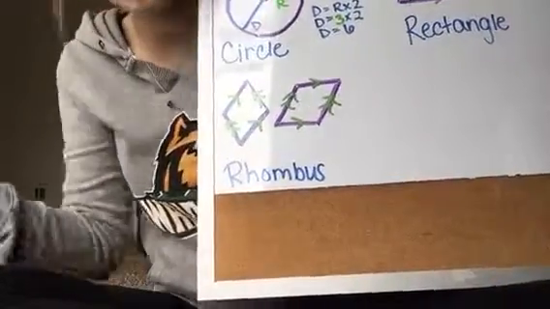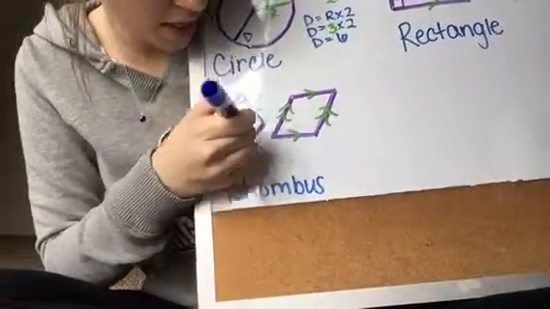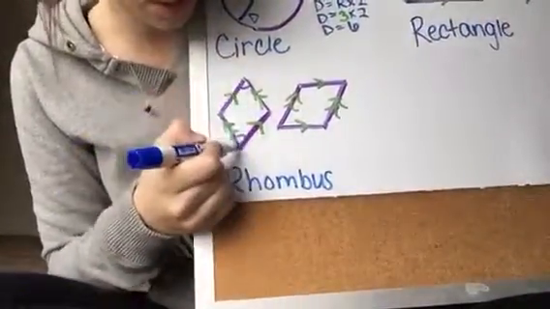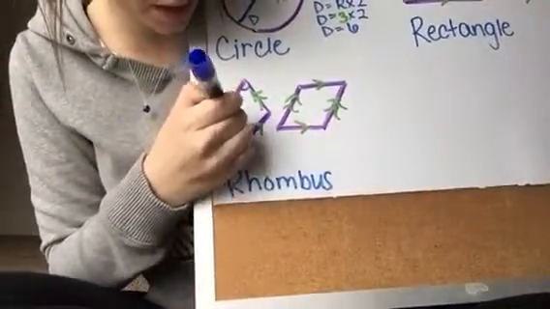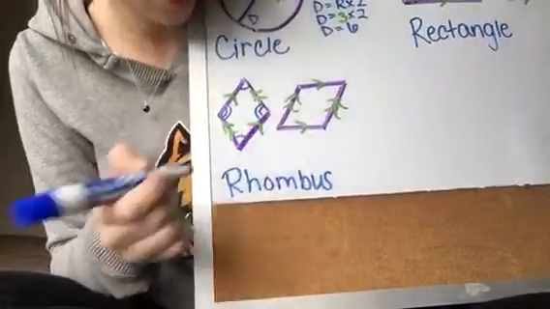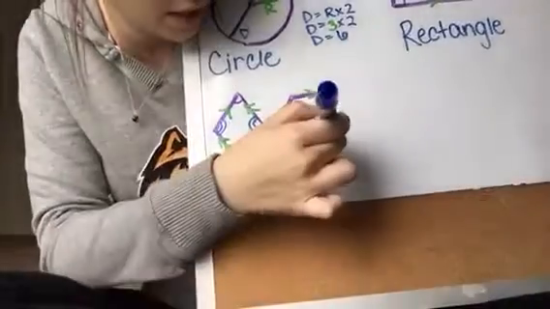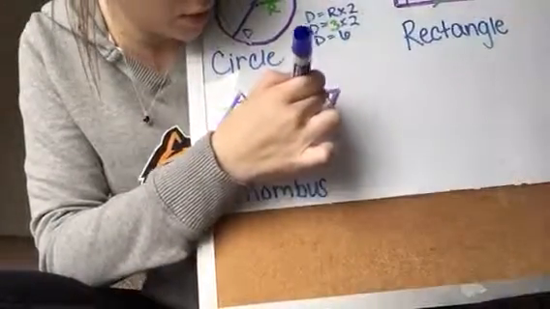But the other thing about a rhombus is opposite angles are going to be the same degree measurement. So this angle and this angle are going to be the same, and this angle and this angle are going to be the same. Same goes for this. These two angles are going to be the same, and these two angles are going to be the same.